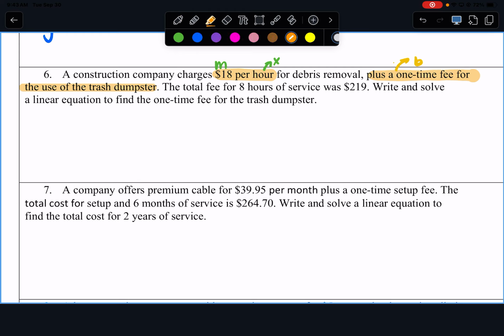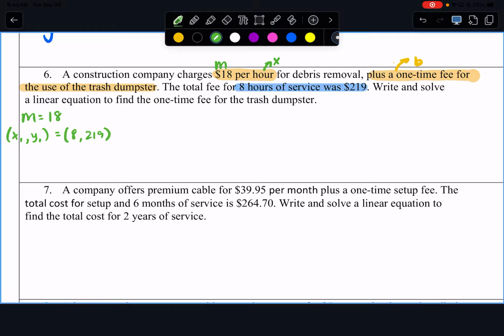So let's look at the rest of it. The total fee for 8 hours of service was $219. What does that give us? The point. It tells us the hours and the cost. So we have to write and solve a linear equation. So, what is my slope again? 18. And what will my x1 and y1 be? 8, 219.